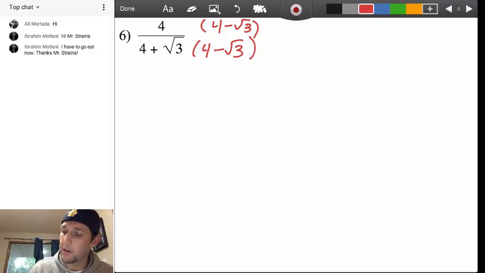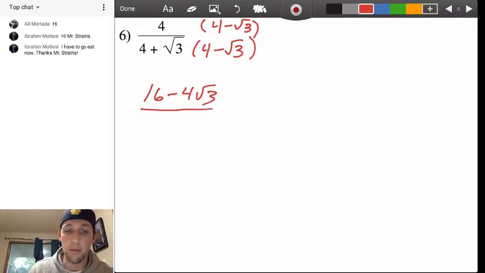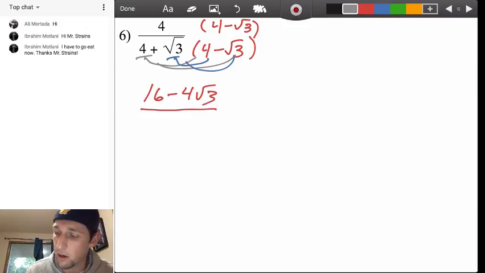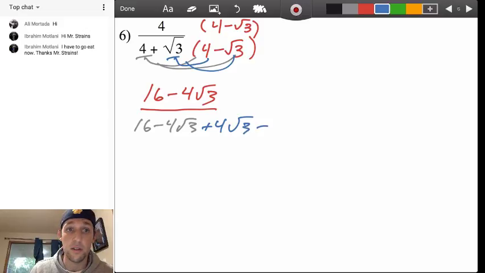In the numerator, we distribute: 16 minus 4 root 3. So I'm totally just distributing the 4 there. On the bottom, I'm going to show you the whole multiply out process. We're going to do 4 times both of these, and then root 3 times both of these. We're going to distribute twice. When I distribute the 4, I get 16 minus 4 root 3. When I distribute the square root of 3, which I'll do in blue now, I get plus 4 root 3 minus 3. Square root of 3 times square root of 3 is 3.